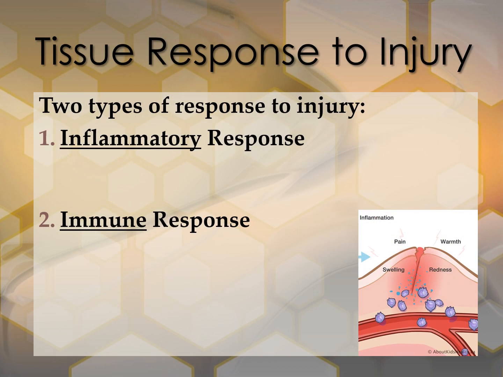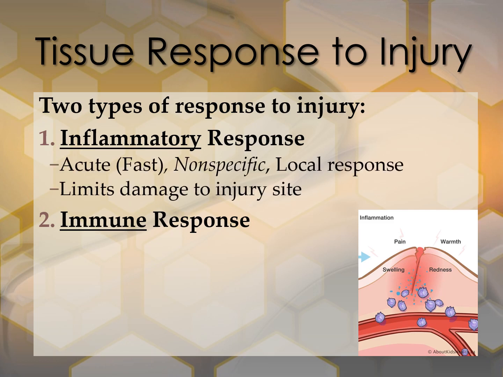So now that we know a little bit about all four of our tissue types in the body, what happens if we injure tissue, right? What happens? And there's really two types of response to injury. We have the inflammatory response and the immune response. So we're going to focus a little more on the inflammatory response because later in the course we're going to talk all about the immune response.